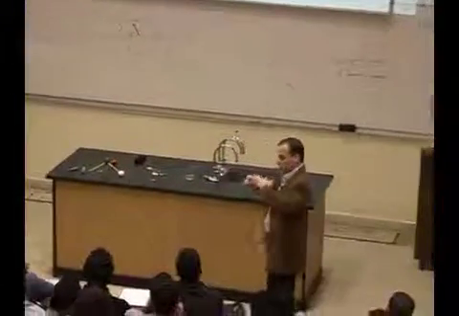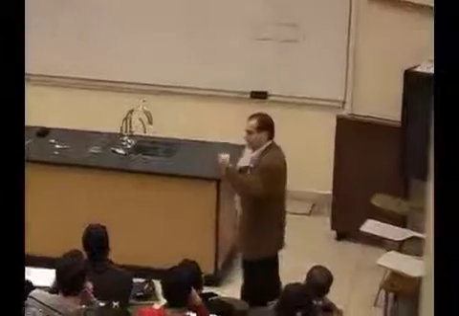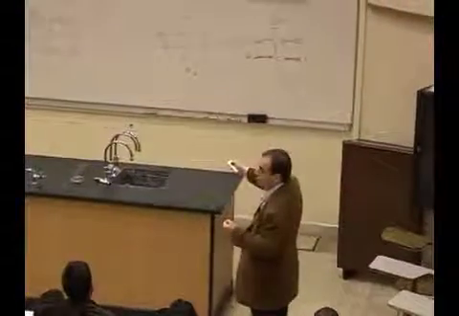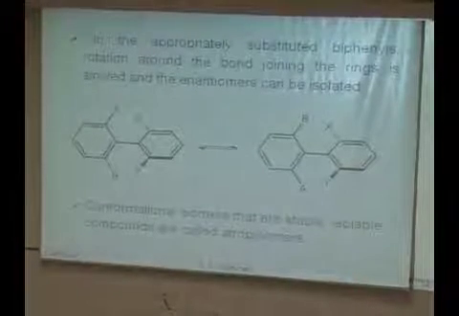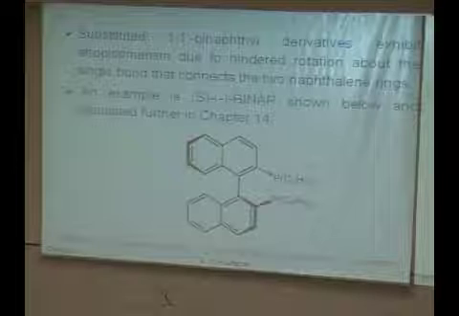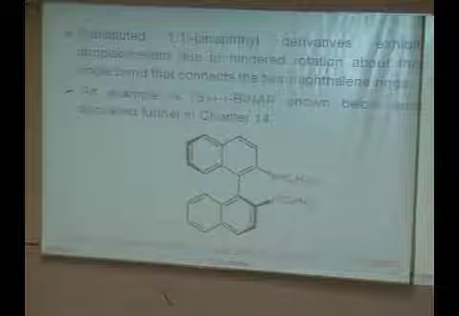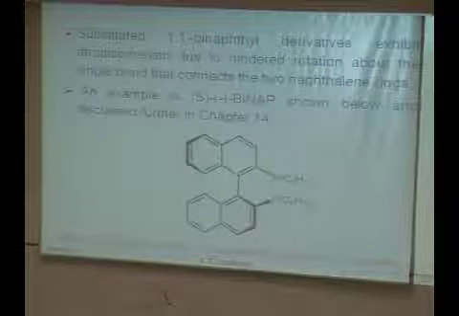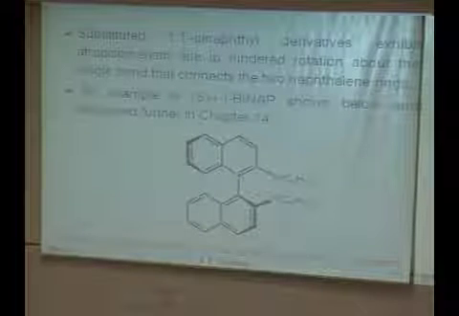But this conformational change is hindered. It is hindered because of these groups. And that will be an example of atropisomers. Another example is BINAP. This is an abbreviation of 2,2'-bis(diphenylphosphino)-1,1'-binaphthyl. This is used as a catalyst in a hydrogenation reaction.